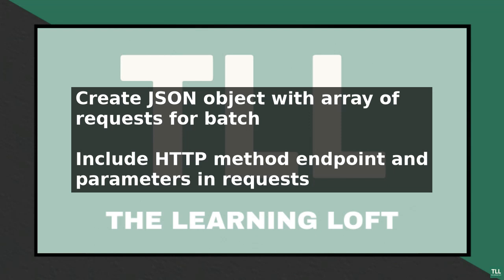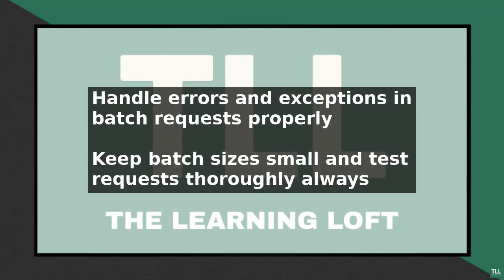Best practices for batching the Bill.com API include keeping batch sizes small to avoid timeouts and errors, handling errors and exceptions properly, and testing your batch requests thoroughly to ensure they are working as expected. By following these steps and best practices, you can effectively batch the Bill.com API SDK and integrate the Bill.com platform with your application or service. This will allow you to streamline your workflow, reduce errors, and increase productivity.